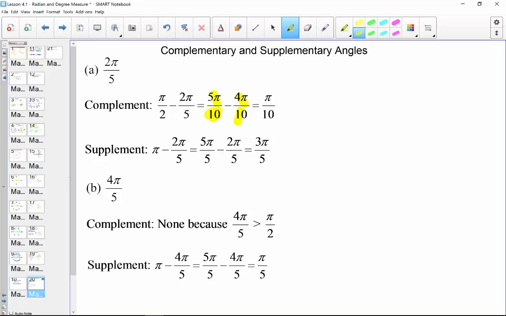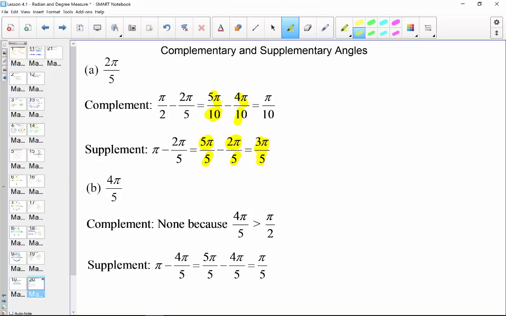Now let's find the supplement. The supplement totals to pi, or 180 degrees. So we have to subtract 2 pi over 5 from pi. Again, we need to find a common denominator, which is 5. So we can rewrite pi as 5 pi over 5, and 2 pi over 5 stays 2 pi over 5. So 5 pi over 5 minus 2 pi over 5 is equal to 3 pi over 5. So 3 pi over 5 and 2 pi over 5 are supplementary angles of each other. In other words, if we add the two together, they'll equal pi.